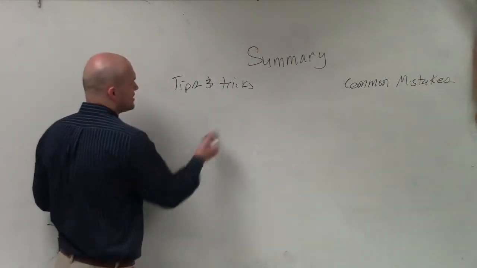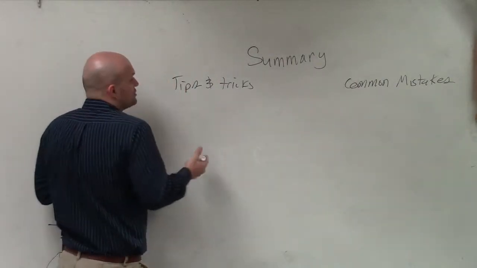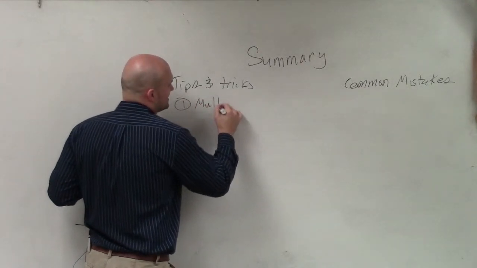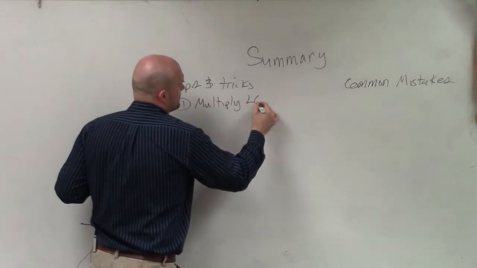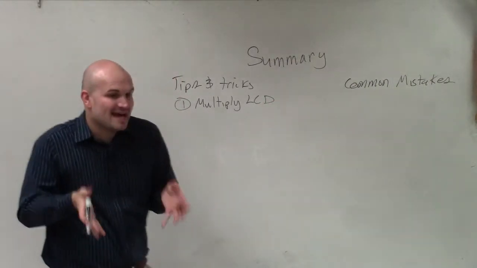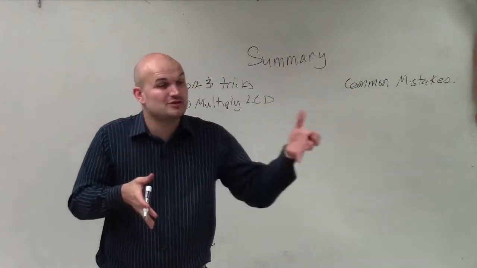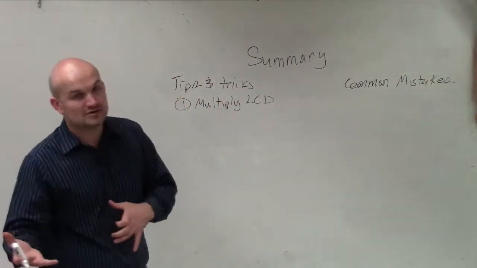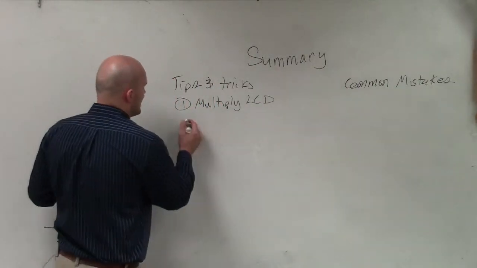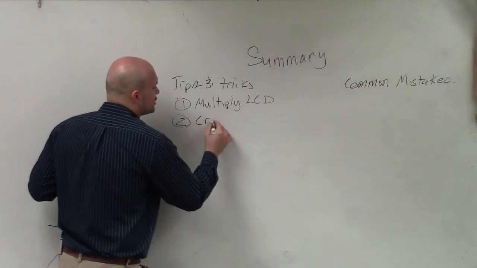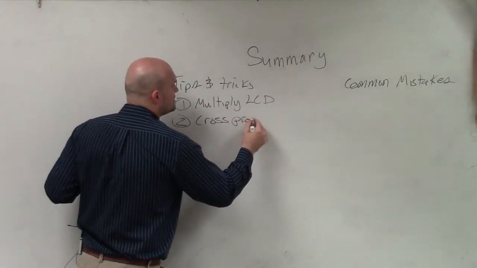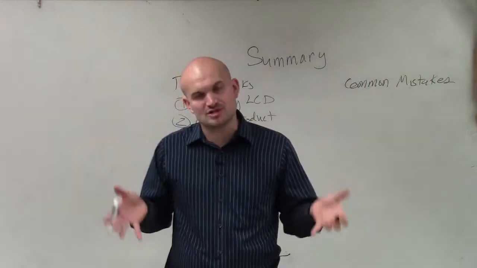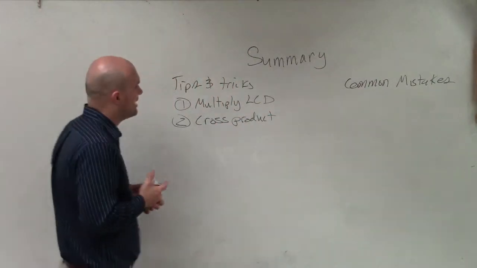As far as the tips and tricks, that goes with my process of what you want to do, which is one, multiply by the LCD. We do that, then we can solve by using inverse operations if it's a linear equation, or by using factoring, the quadratic formula, and so forth if it's a quadratic. Two is using the cross product. We use the cross product when we have a rational expression that is set up as a proportion. Then we can apply the cross product.